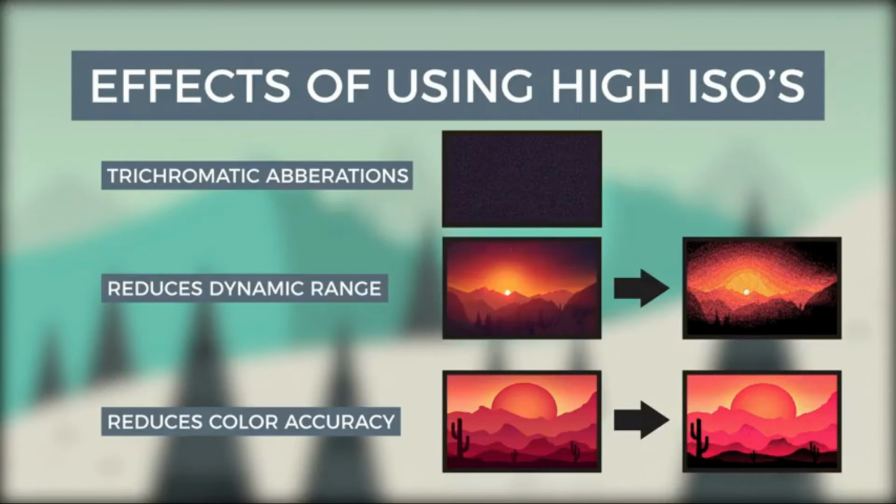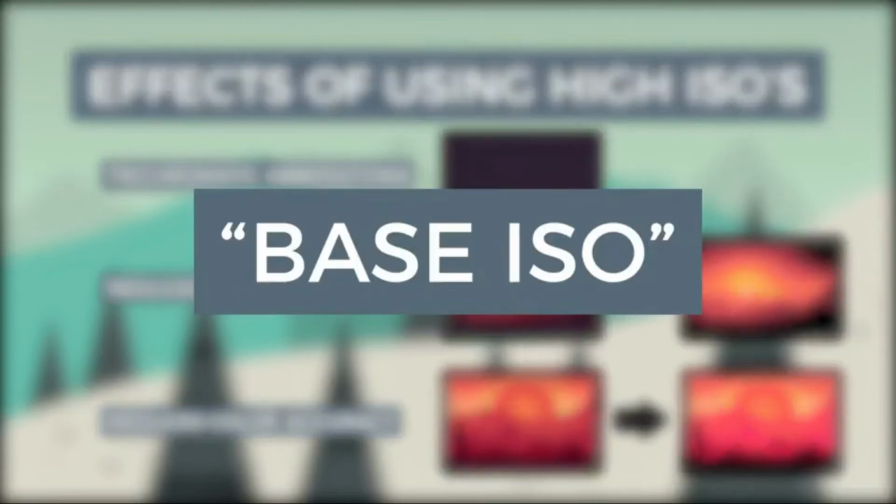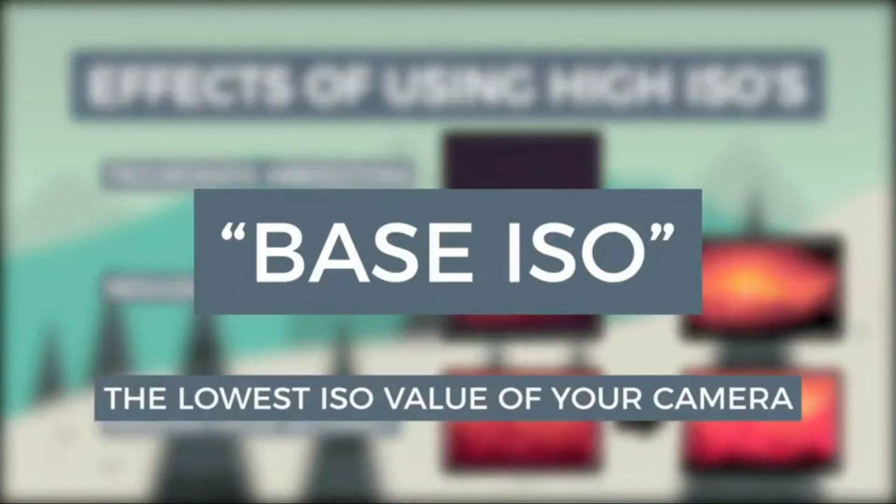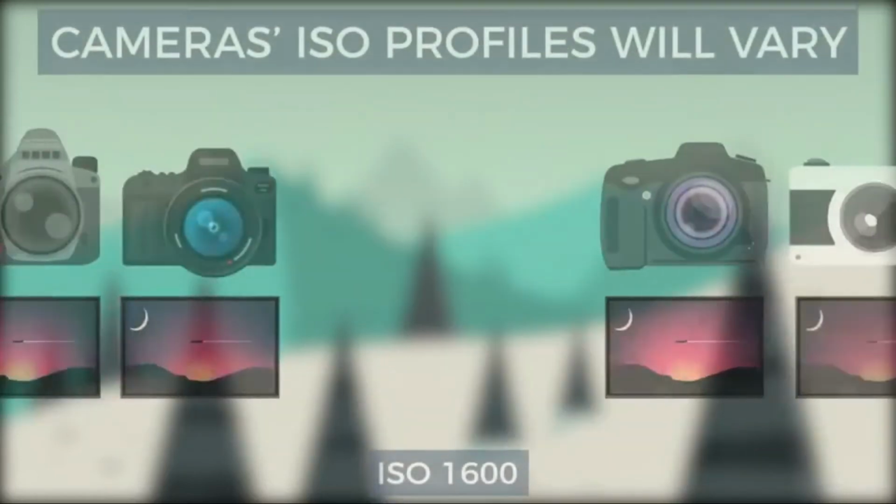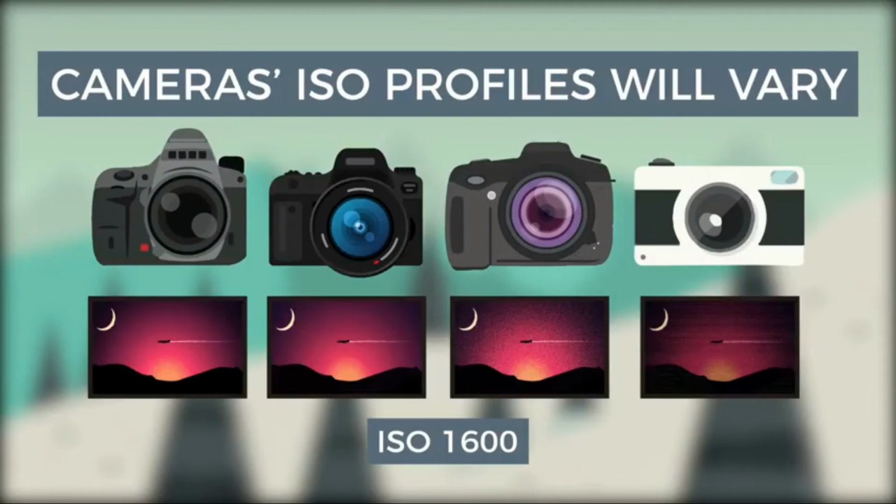The lowest ISO value of your camera is considered the base ISO, a term that you may come across in the future. This ISO produces the best image quality and lowest amount of noise, but as stated earlier, low ISO values require lots of ambient light to properly expose the scene. It's also worth mentioning that not all cameras will have the same ISO profile. The ISO performance of your camera largely depends on the size of the photosites in your camera.